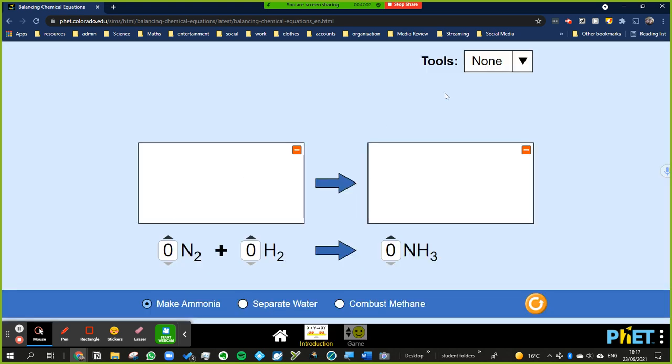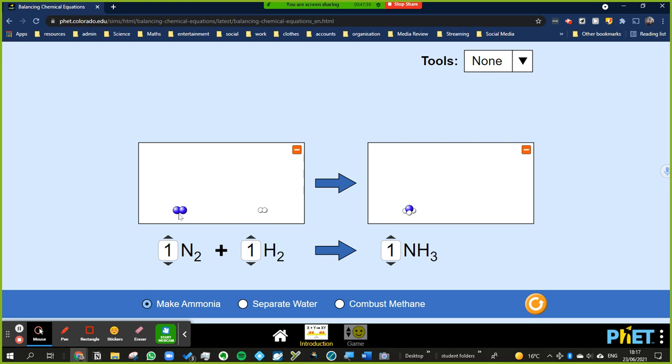When we look at the introduction, we've got a few different tools here. So first of all, let's just add 1 molecule of each. So 1 molecule of nitrogen plus 1 molecule of hydrogen produces 1 molecule of NH3, this is called ammonia. Now, when we write chemical equations, if we don't write a number, we assume that it means 1. So in this case, we're breaking that rule, so we're going to write a 1 there.